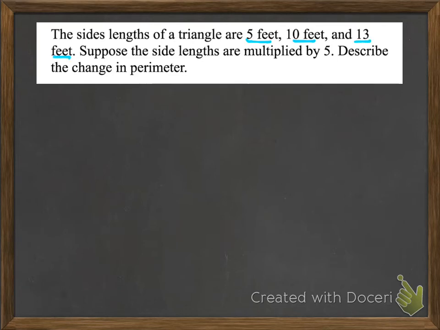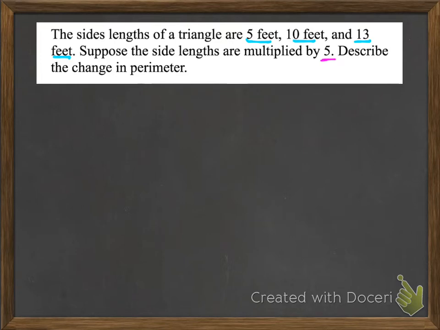All right, it says the side lengths of a triangle are 5 feet, 10 feet, and 13 feet. Suppose the side lengths are multiplied by 5. Describe the change in the perimeter. Well, remember earlier we were talking about multiplying the dimensions by 5, and then the perimeter would also be multiplied by 5. So that is really the answer to that problem.